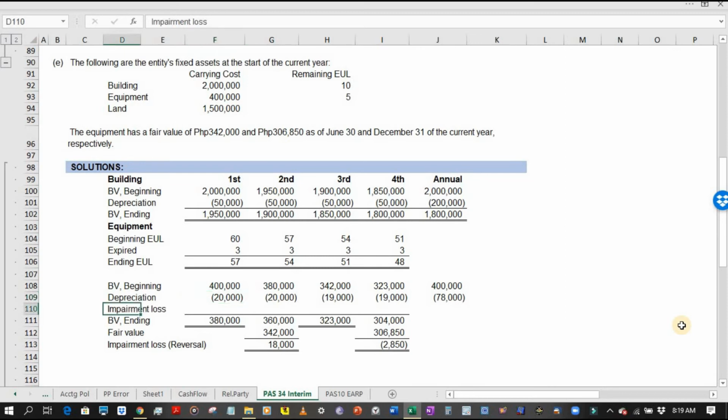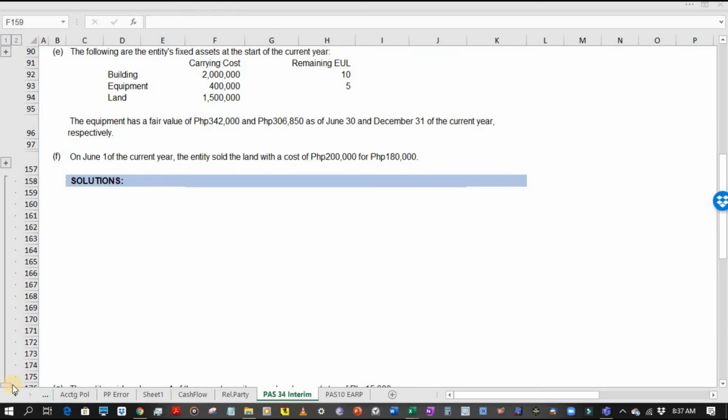Then an impairment loss of 15,150. So we're going to present the impairment loss net already of the reversal or gain on reversal of impairment loss. So that is 15,150. So that is 18,000 less 2,850 pesos. So the book value that will appear on December 31 of the current year is 306,850 pesos. So if you notice, the recognition of the impairment loss is similar to that of the annual reporting. So now let us proceed to letter F.